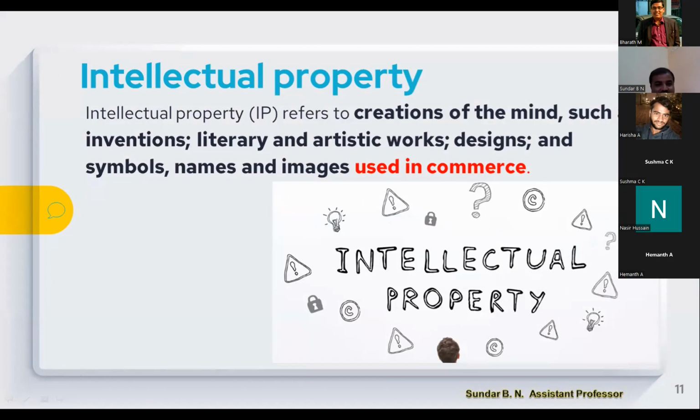Maybe things such as inventions, literary or artistic works, designs, symbols, names, images, very importantly, that are used for commercial purposes. If anything created by the mind, be it an invention, literary work, artistic work, design, symbols, names, or images, may be used for commercial purposes, it can be claimed and protected from copying by other persons. That is very simply how we can define intellectual property rights.